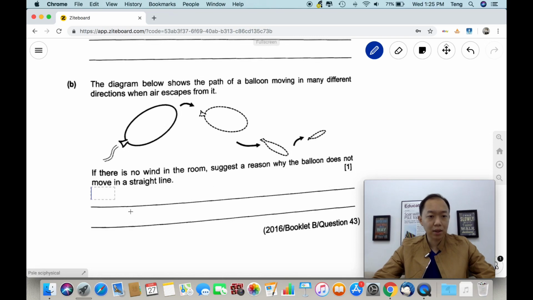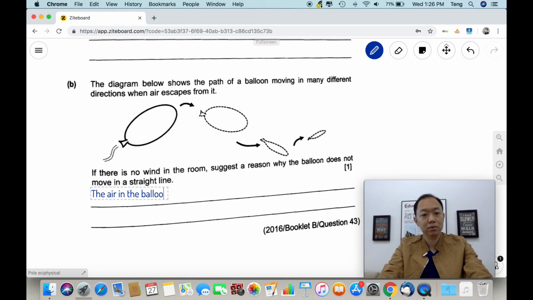First of all, when something doesn't move in a straight line, that means there are forces pushing it left and right. So your answer would have to include things like forces. There's no wind in the room, but there is air in the balloon. So we talk about the air in the balloon escaping from the outlet.